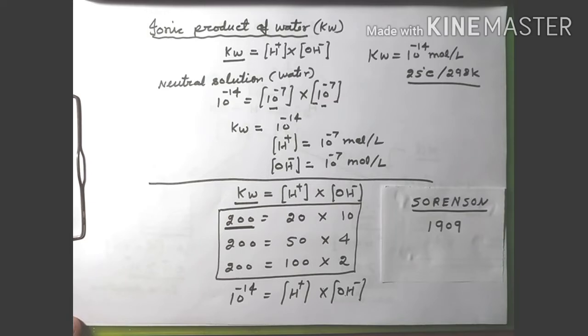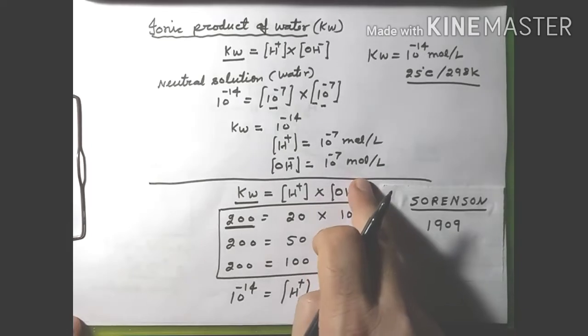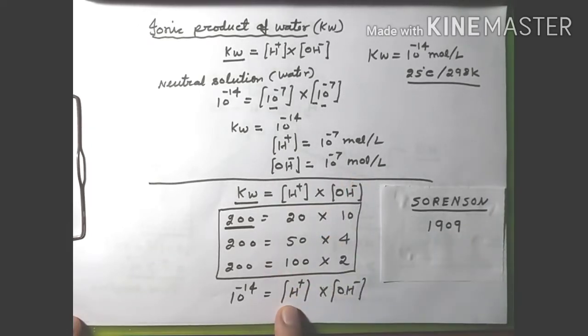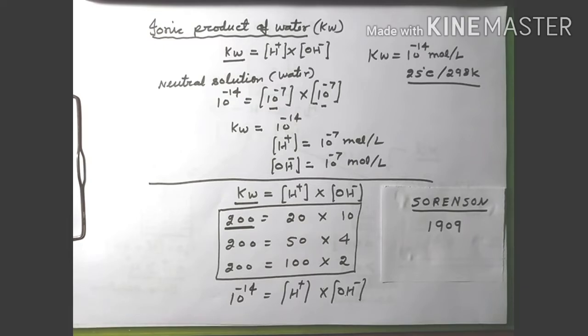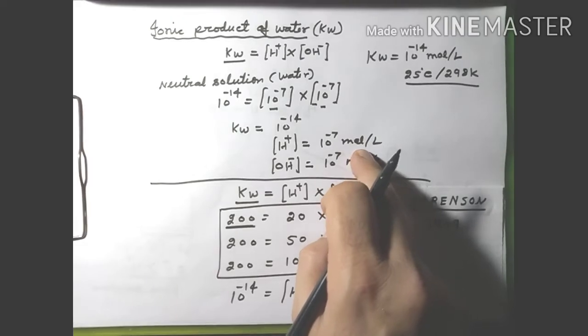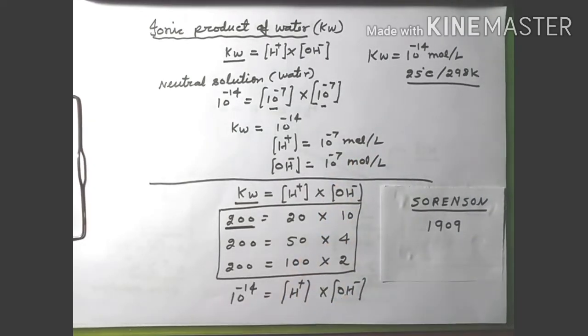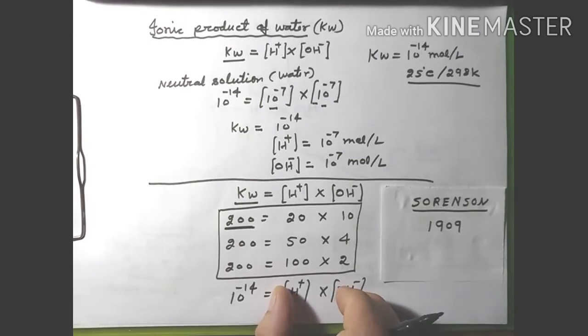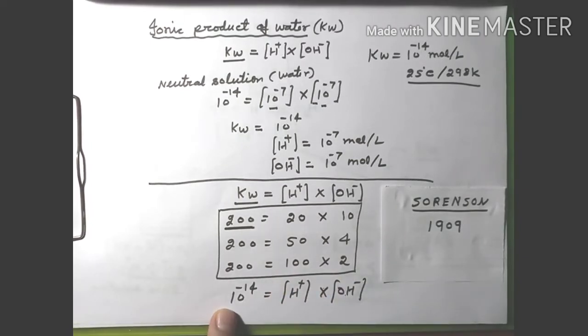But in the same solution, if the solution is basic, the concentration of H plus ion decreases. If the concentration of OH minus ion increases, the concentration of H plus ion decreases. So for the basic solutions, Sorensen said we will define the basic character of the bases also on the basis of the H plus ion, not on the basis of the OH minus ion. Because in the same solution, when the OH minus ion concentration will increase, the concentration of H plus ion will decrease, because the product of these two always remains constant, 10 to the power minus 14 mole per liter.